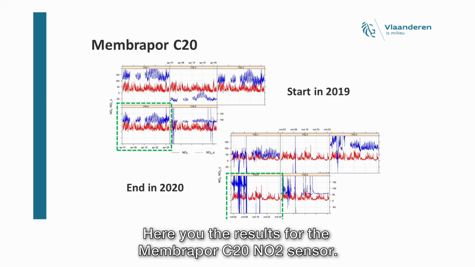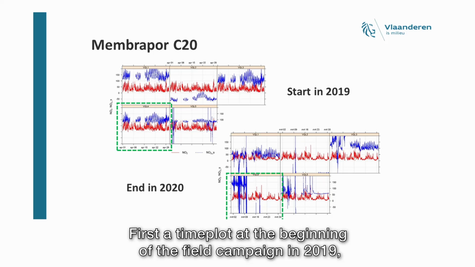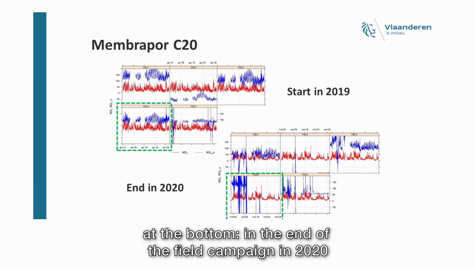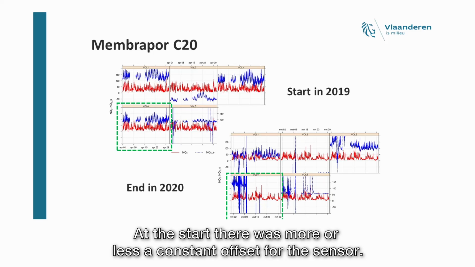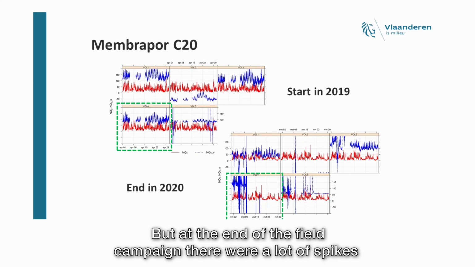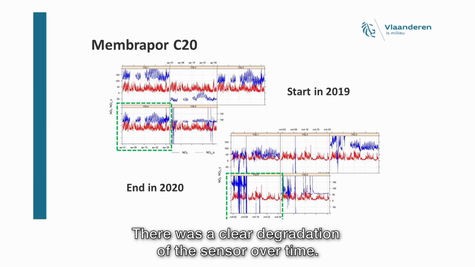Here you see the results for the Membrapore C20 NO2 sensor. First, a time plot at the beginning of the field campaign in 2019. At the bottom, the end of the field campaign in 2020. Let's take a closer look at the behavior over time for VQL4, sensor number 4. At the start, there was more or less a constant offset for the sensor. But at the end of the field campaign, there were a lot of spikes and strange behavior. There was a clear degradation of the sensor over time.